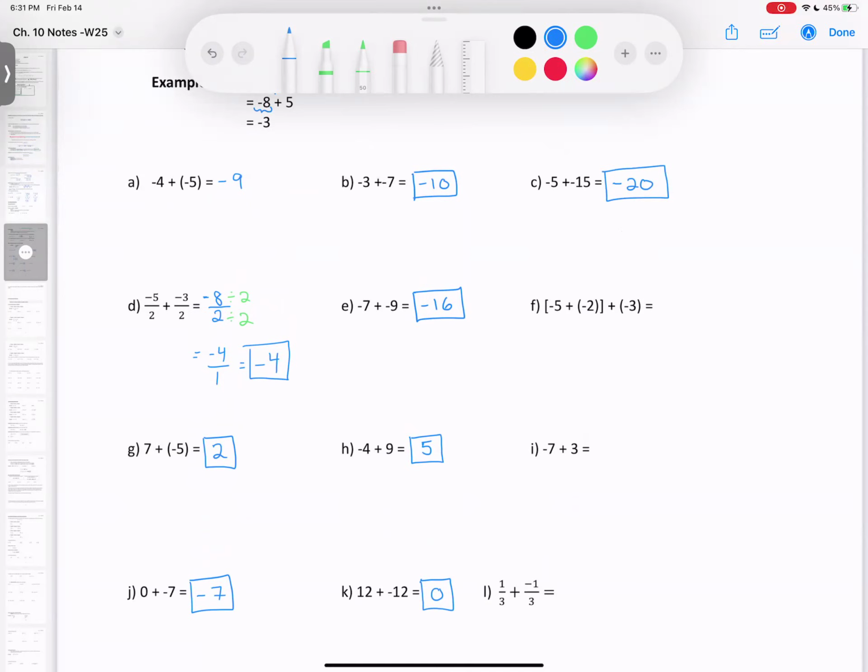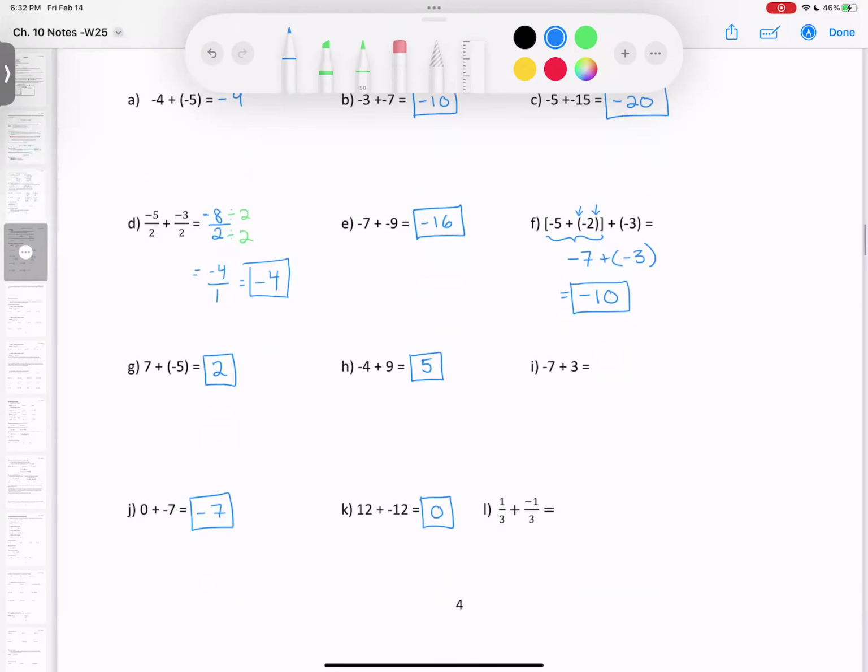And now F, we've got some brackets here. So we know we want to deal with what's in the brackets first. Sometimes we use brackets here. So these round ones here are just there so you don't get confused with a plus and a negative in a row like that. So we've got -5 plus -2. And those brackets are really just there to show that -2 itself is a number. And so we're going to deal with these brackets first. So we've got -5 plus -2 gives us -7. And so now we have -7 plus -3. Okay, and that's going to become even more negative. So we end up then with -10.